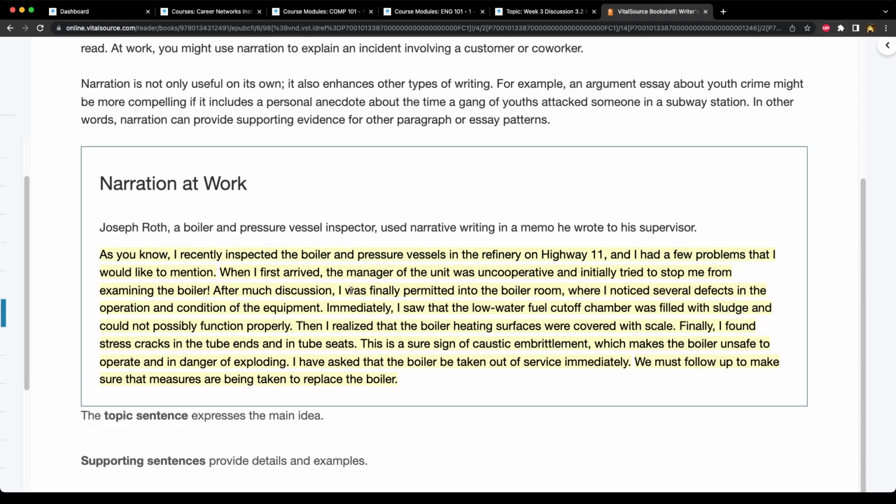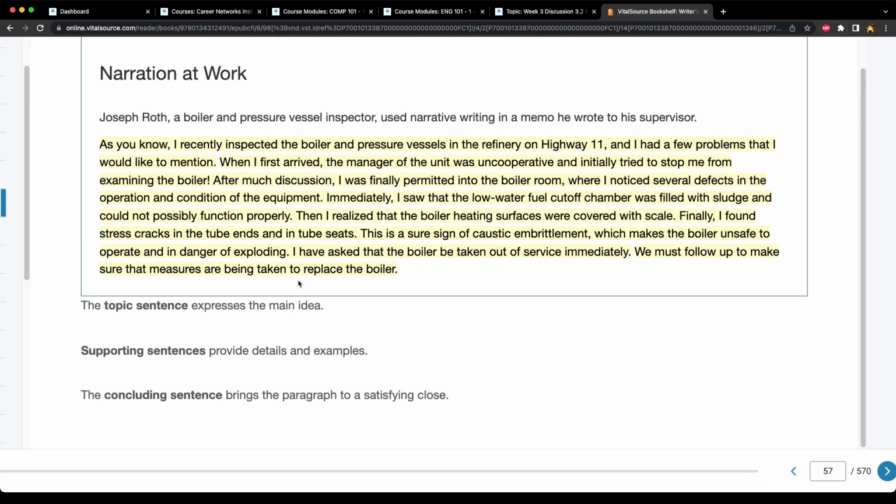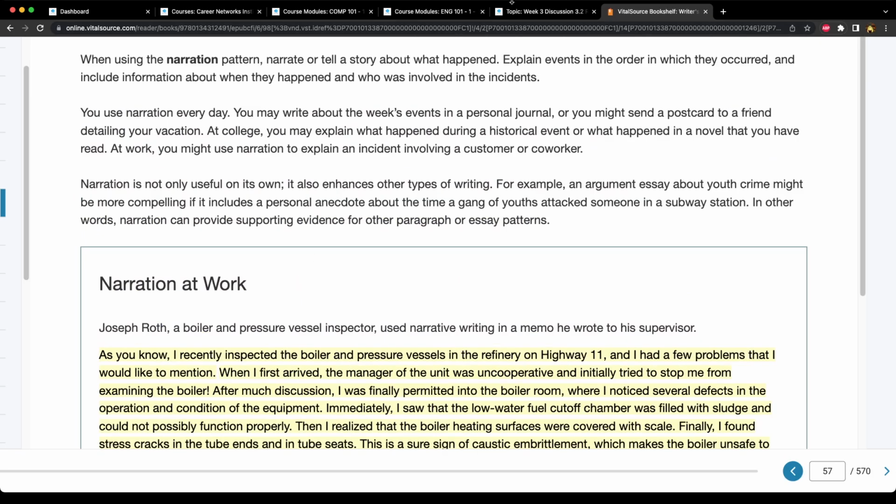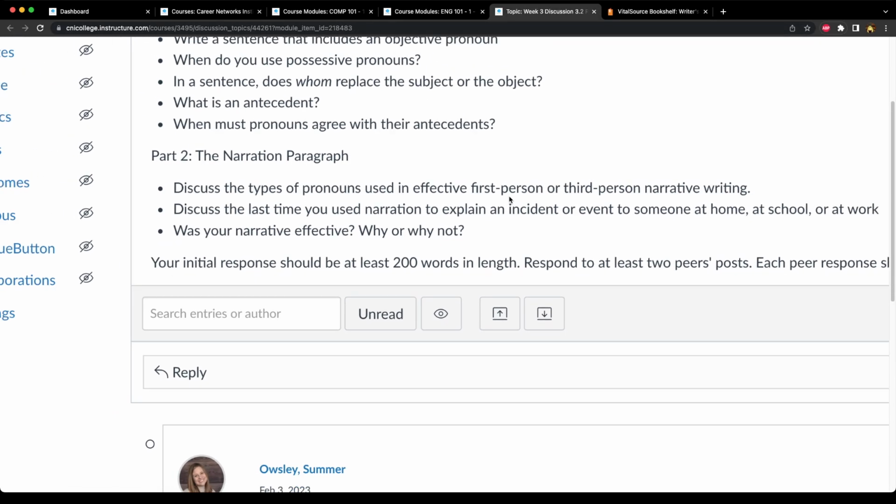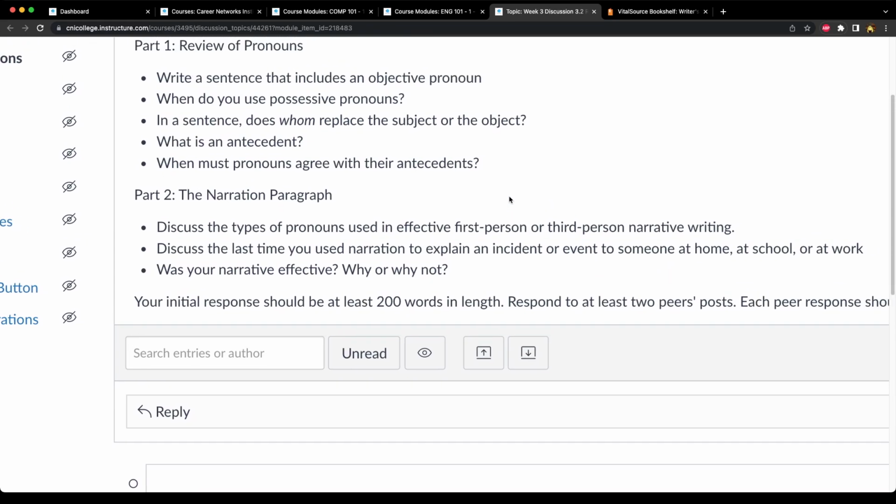So as you can see here, it's narrating everything that's going on. And this is what you were looking for in terms of narration, right? You're telling a story or retelling something. You provide a lot of information.